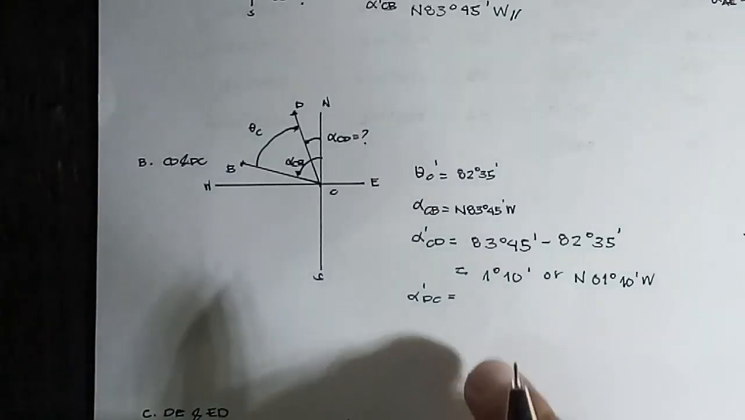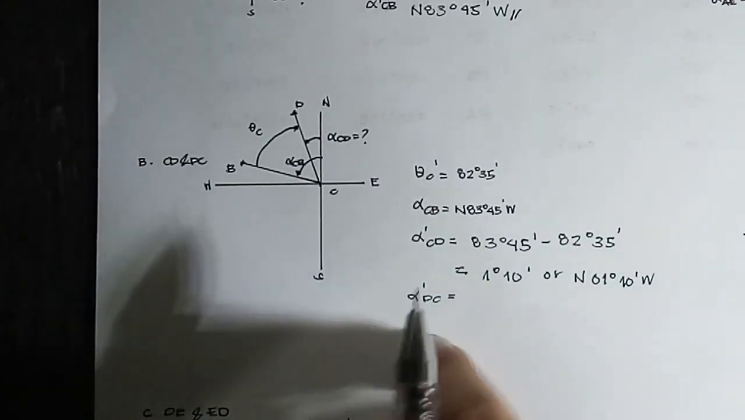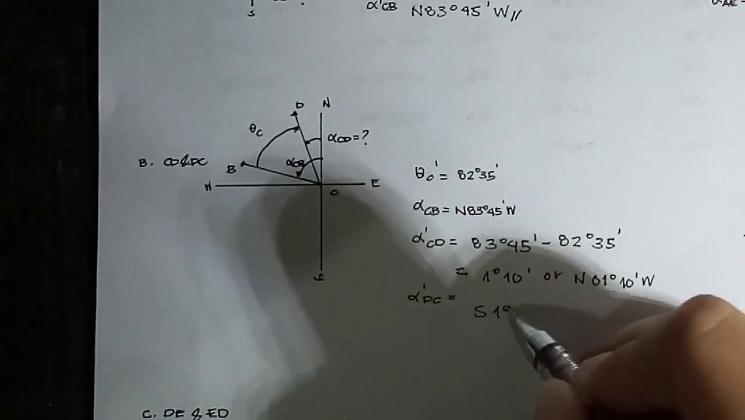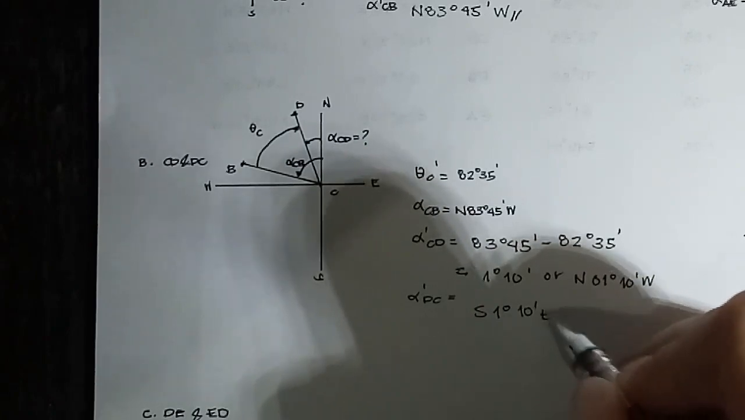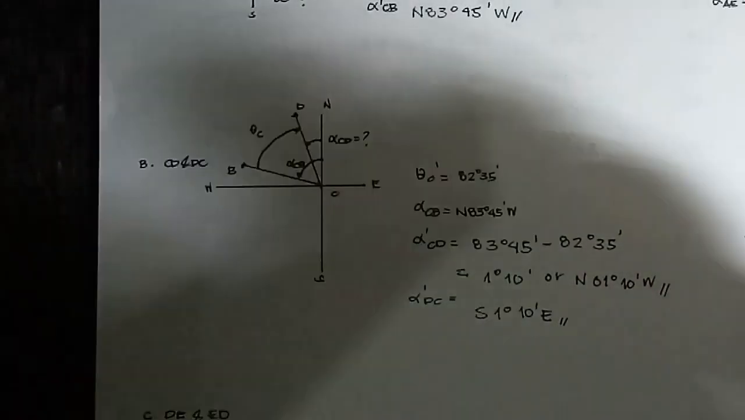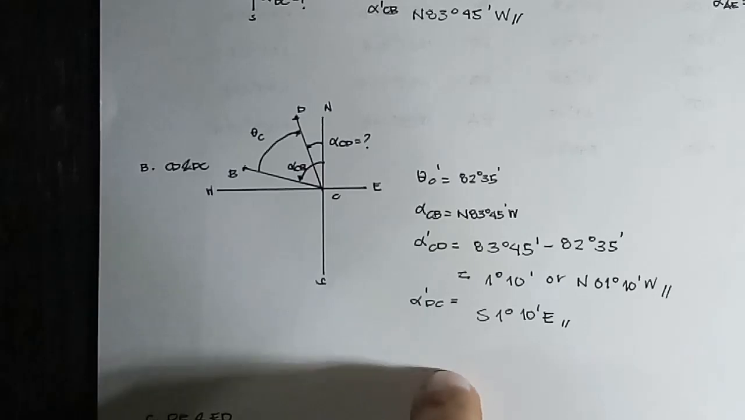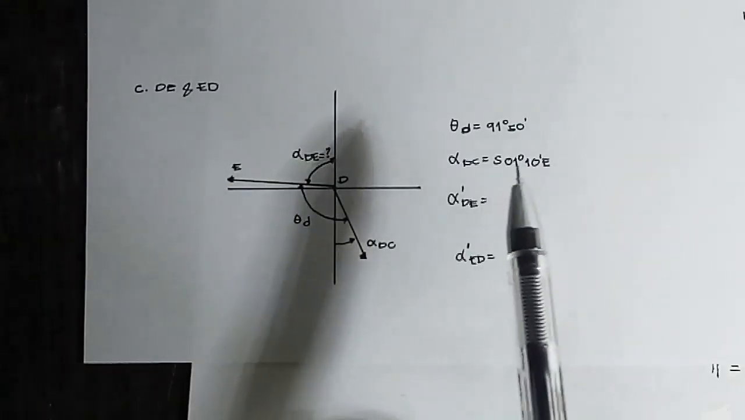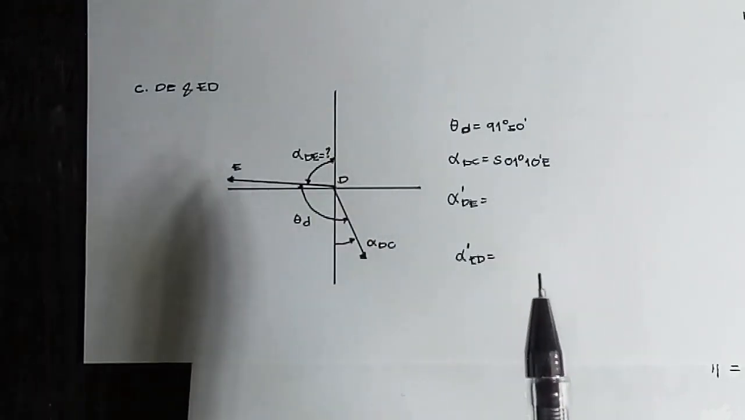Doon naman sa adjusted bearing ng DC, ang kalalabasan niya is south 10 degrees east. So, ayan naman yung ating adjusted bearings for CD and DC. After natin makuha yung sa CD and DC, dito naman tayo sa adjustment line ng DE and ED. Ang gamit na natin dyan is yung adjusted na interior angle, which is 91 degrees and 50 minutes, and then yung adjusted bearing ng DC.